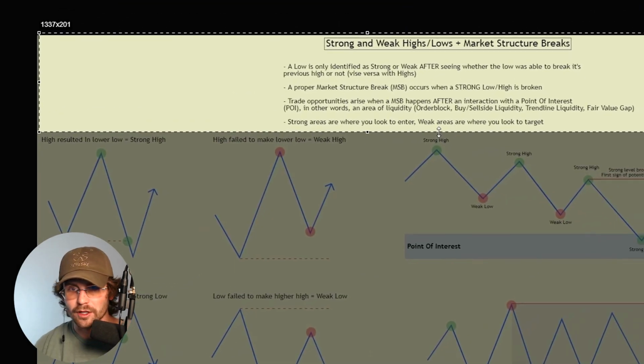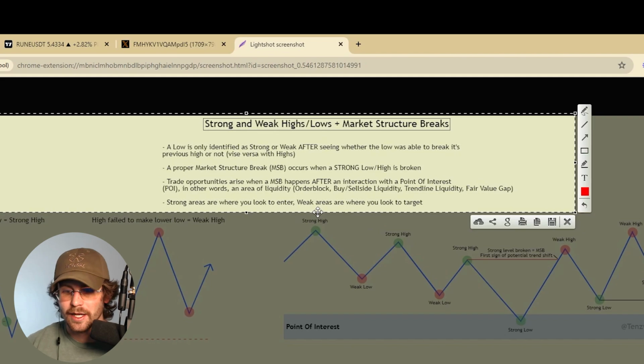A low or high, vice versa, can only be identified as strong after seeing whether that level is able to break, right, that strong level. So we'll show you this in the next example. And a market structure break is the most important thing because it only occurs when a strong high or low level is broken. So when a weak level is broken, it is not a market structure shift. When a strong level is broken, it is flipping the entire bias of the trend.